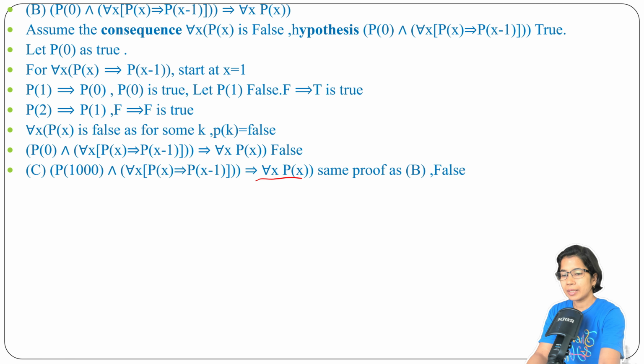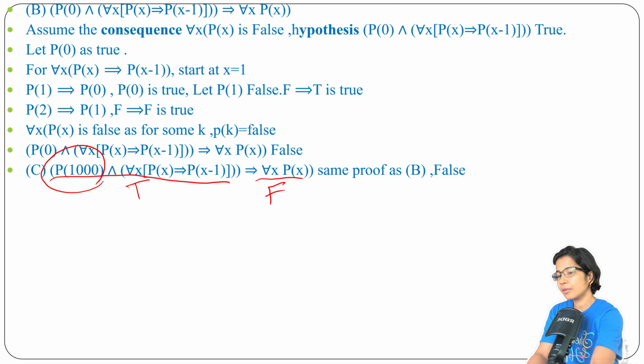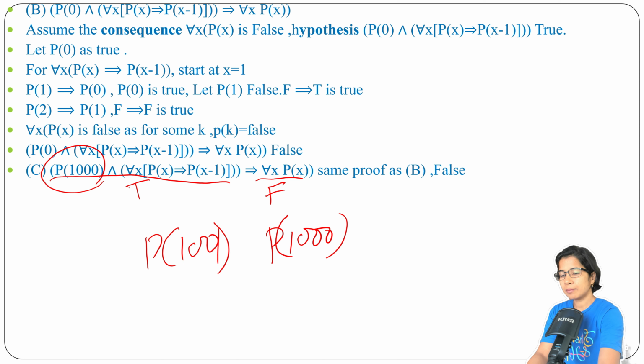You can consider this initially as false. We'll try to prove this left side as true. So first, consider p of 1000 as true. Next, for all x, p of x implies p of x minus 1. So p of 1000 is true. This will be p of 1001, because this is x minus 1.